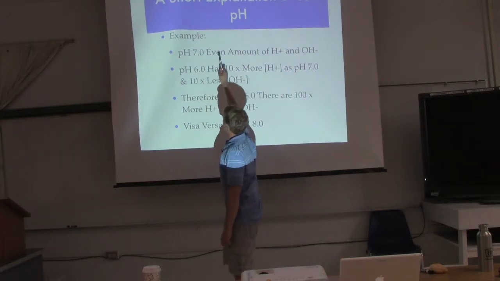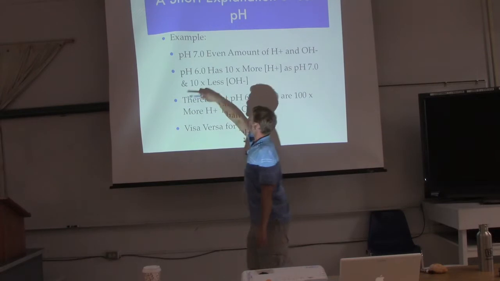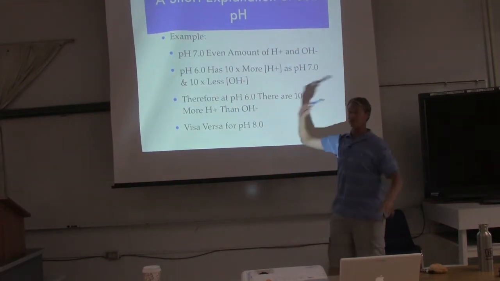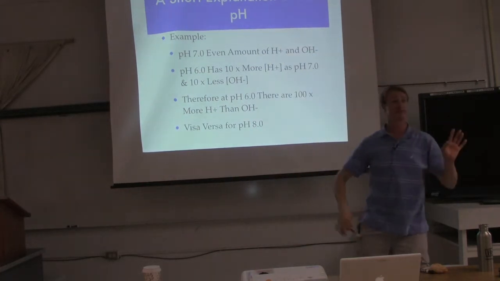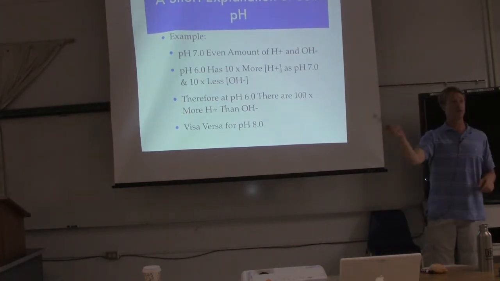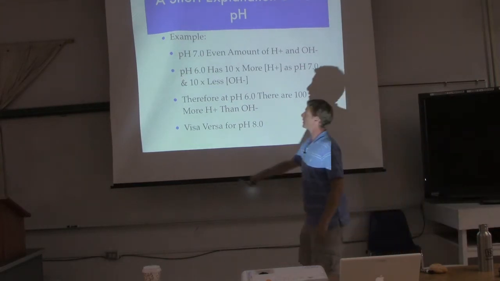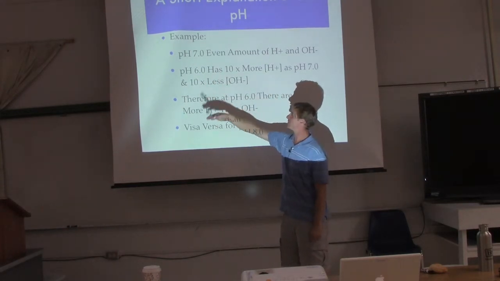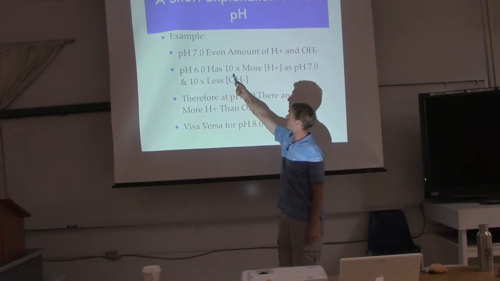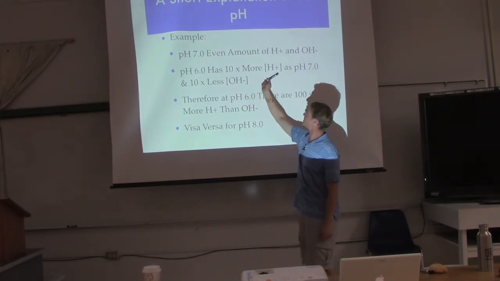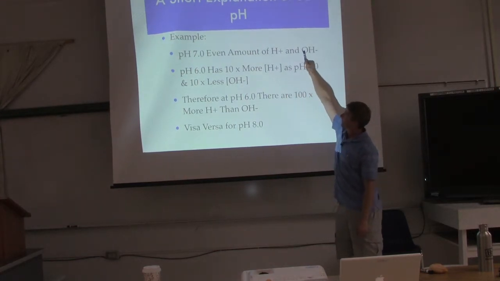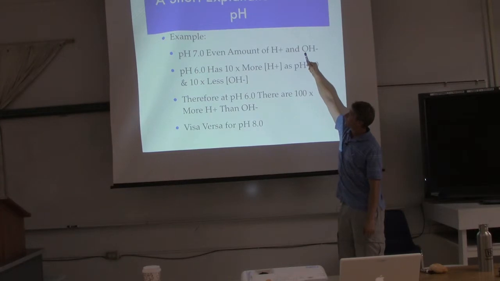pH of 7.0 is water, right? It's neutral. That means that there's an even amount of hydrogen atoms and OH anions floating around in the environment. Even keel. There's not more of one than the other. You start to lower the pH to acidic levels, to 6.0. That means that soil then has 10 times more hydrogen molecules as this one up here.